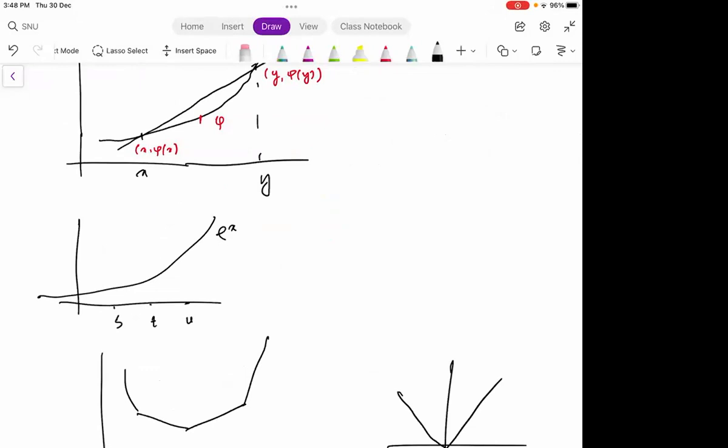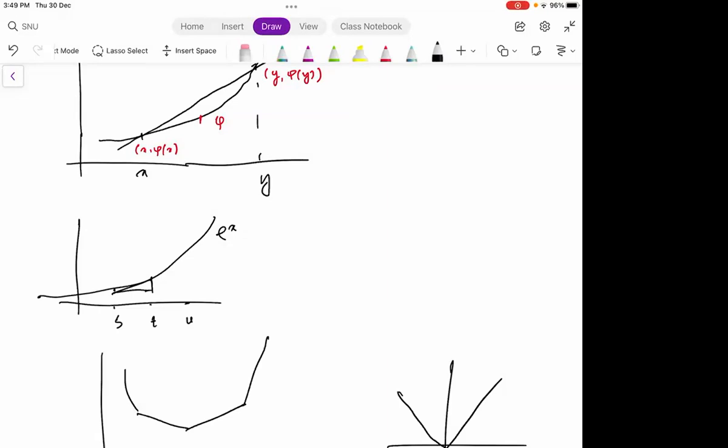phi s divided by t minus s, you notice this is your phi t minus phi s, and then you are dividing it by t minus s. Phi t minus phi s divided by t minus s is the vertical line divided by the horizontal line, which is the tan of the angle. All right. So when you do it for the pair u, t, you will get tan of another angle. And you can see from the slope of the curve that the tan of the angle is actually increasing.